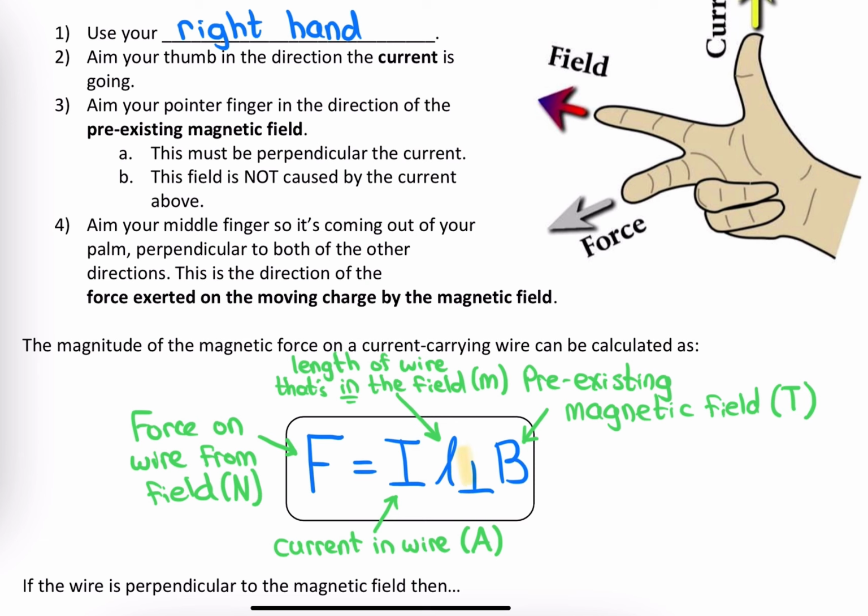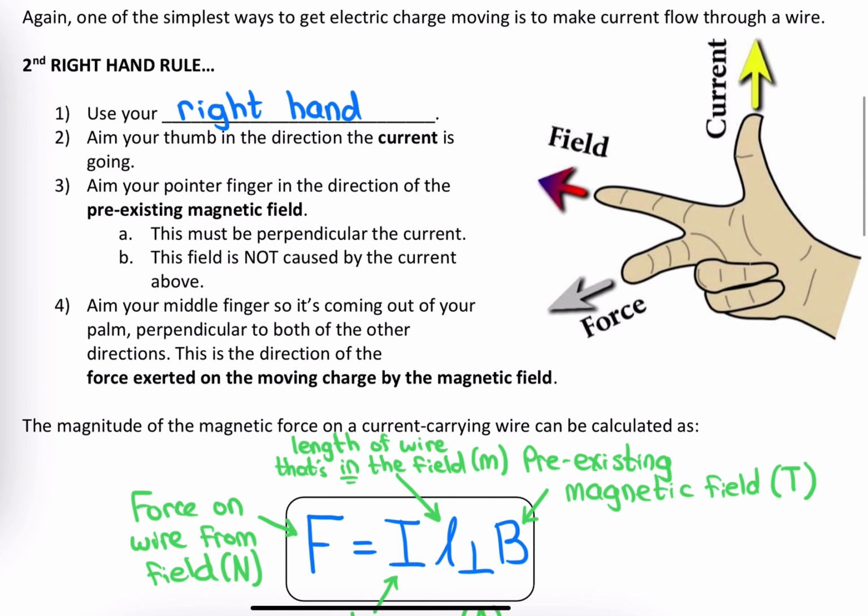Now, let's talk about this little symbol here. It's not the first time we've seen this symbol. We've seen this symbol before in our torque formula. We've seen a similar one in our work formula too. This symbol means that the wire and the magnetic field need to be perpendicular to each other. Kind of like how we said over here, the current and the field need to be perpendicular to each other when I'm using my right hand.